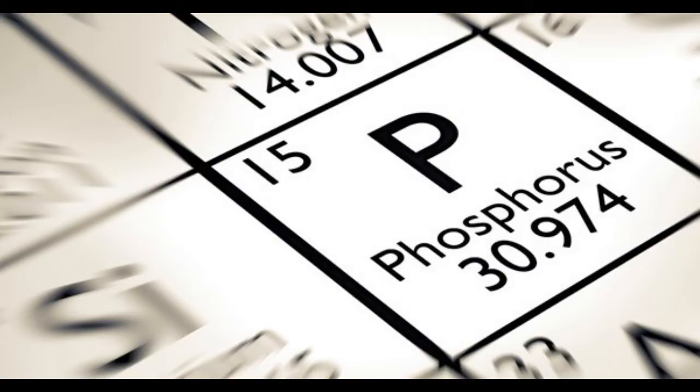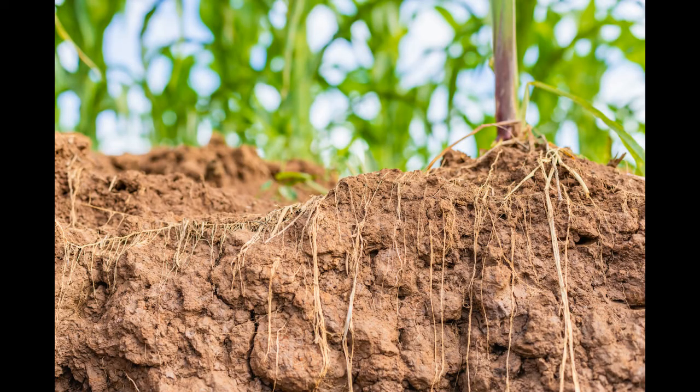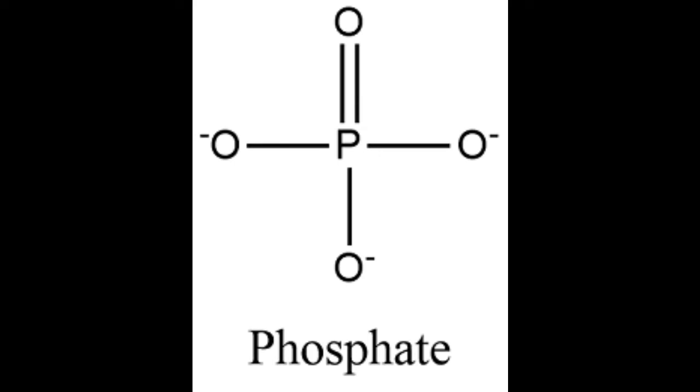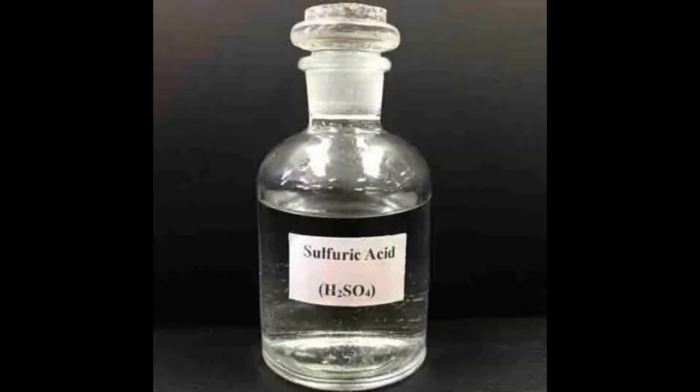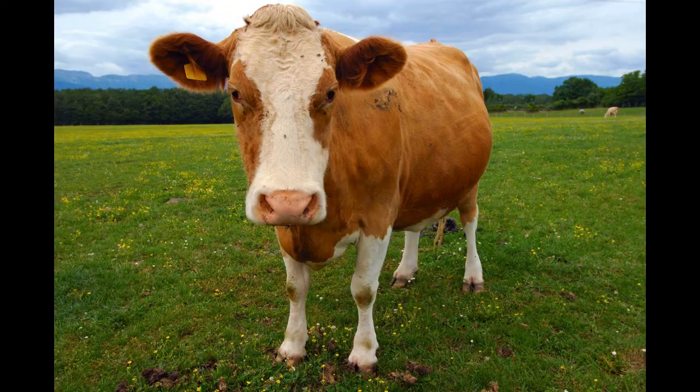Phosphorus helps with the transfer of energy from the sun to plants. It helps early root growth as well as hastens maturity. The mineral form of phosphorus, phosphate, is made from rock phosphate and sulfuric acid. All manure contains phosphorus, especially that of grain-fed animals.